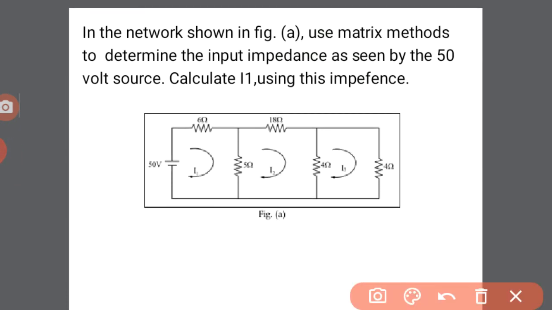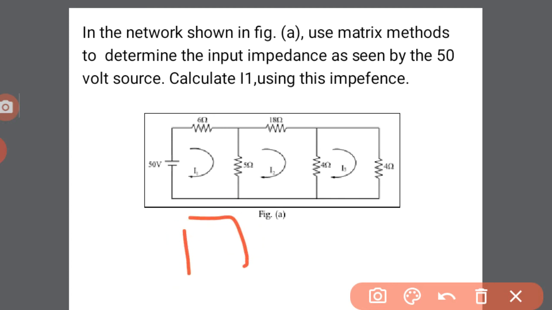In this example we have to determine the input impedance as seen by the 50 ohm voltage source. So from this direction we have to find the input impedance. Again, calculate the I1 current flowing within this loop. For that purpose, we apply the same thing we learned in the previous section. First we write the mesh current equations for each and every loop. After that, put them into matrix form.